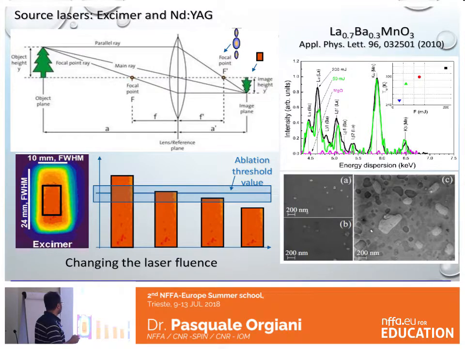Because the focal point will modify your laser energy profile, and this again will put you in this situation. So the most important thing is to put your target in the image point to have a very uniform and flat energy pulse, from the energy point of view.